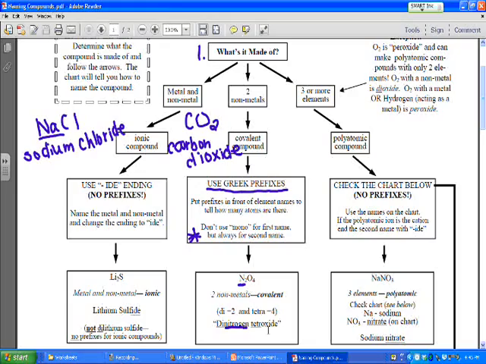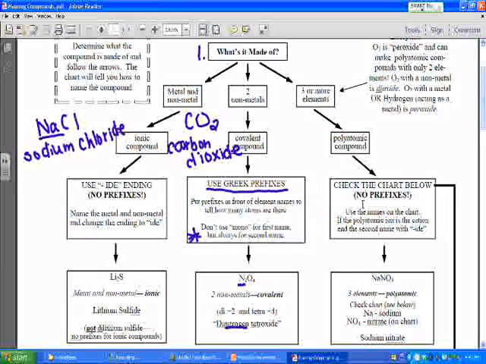Now, let's go back up to our first question: what's it made of? If it's made of 3 or more elements, we have a polyatomic compound. With this one, you use no prefixes again. Covalent are the only ones where you use prefixes, all right? So if the polyatomic ion is the cation, if your polyatomic ion is the metal, then you're going to end the second name with IDE.